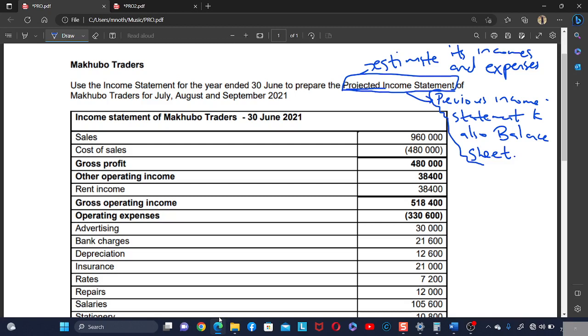Okay, and after that, the business will need to go to the previous year's income statement and divide all the amounts by 12 months. The reason we do that is because the business prepares the projected income statement for months. The income statement you take from the previous year is for the whole year. That is why we divide the amounts by 12, so that you know how much these amounts are per month.